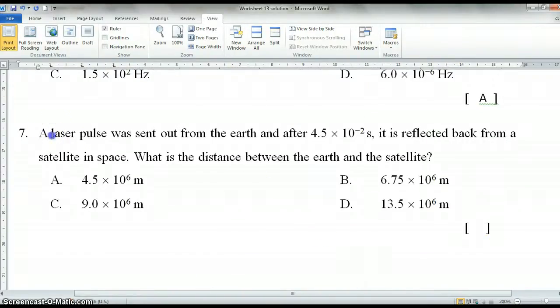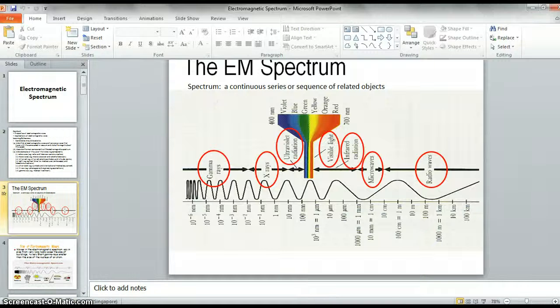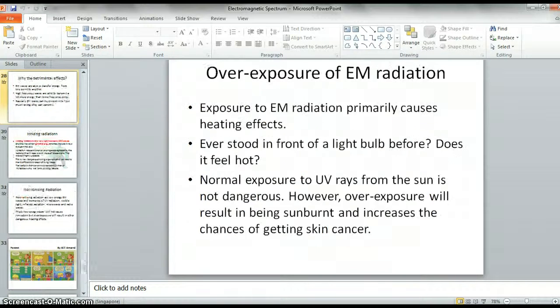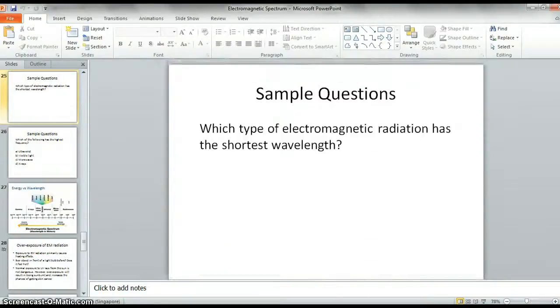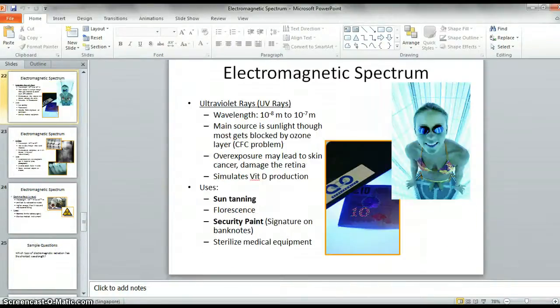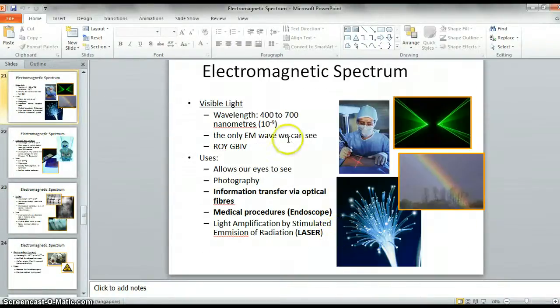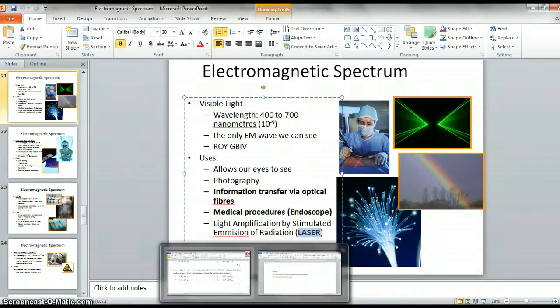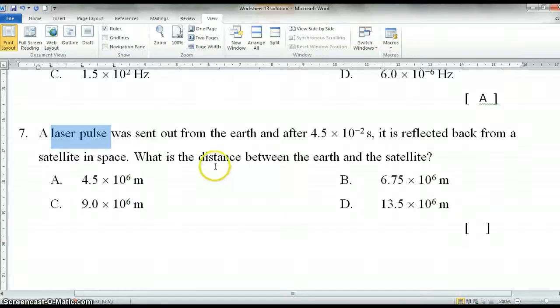Okay, this question, a laser pulse is sent from Earth. Laser pulse is part of EM spectrum. Okay, look at this slide. Where is it? I saw it just now. I think it's under visible light. Yes, visible light, laser. Laser is a type of visible light, so it belongs to the EM spectrum. Hence, the speed has to be 3 times 10 to the power of 8.